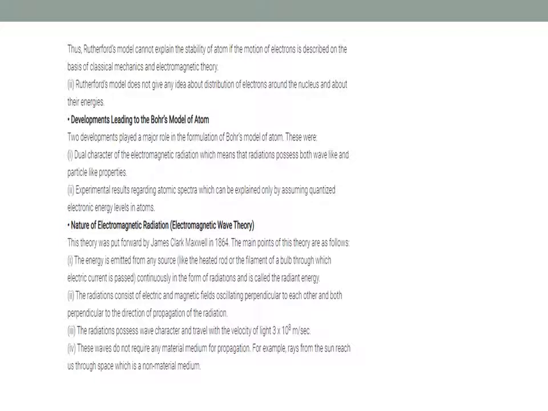Rutherford model does not give any idea about distribution of electrons around the nucleus and about the energies. So, developments leading to Bohr's model of atom: dual character of electromagnetic radiations, experimental results regarding atomic spectrum.